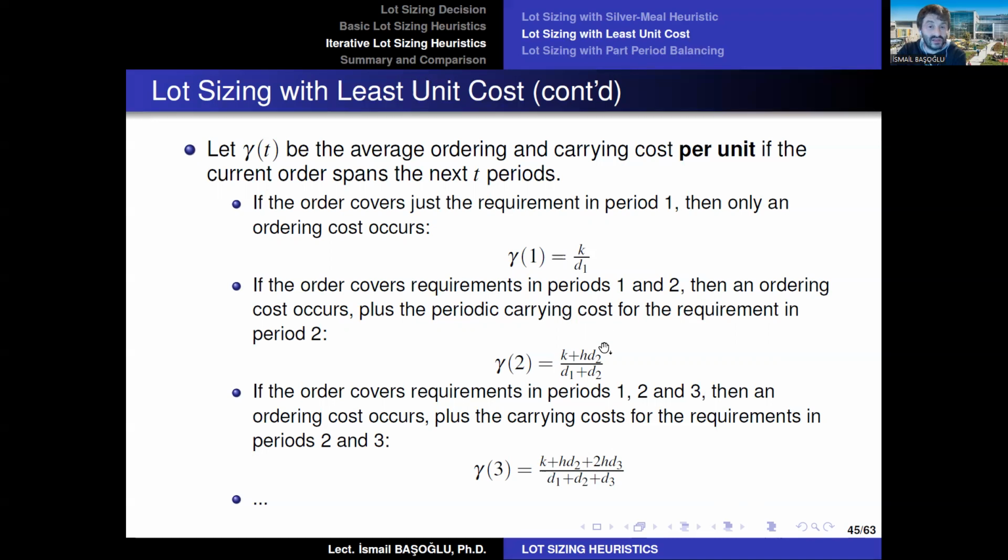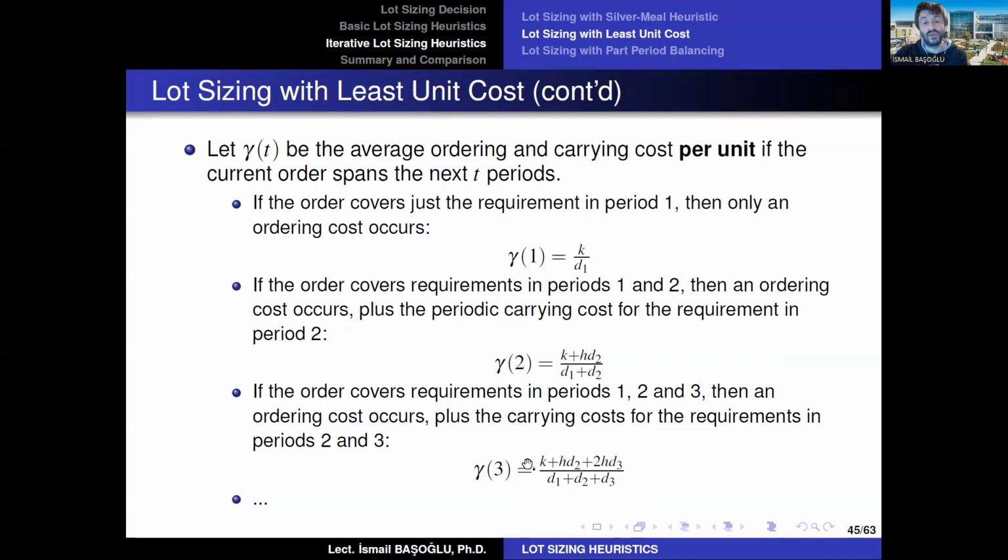Now, the numerator part is obviously the very same as the ratios that we have calculated in the Silver-Meal heuristic, but the only thing that changes here is the denominator. In the denominator, we see that we are always dividing the cost by what? By the total demand that is spanned by that order.